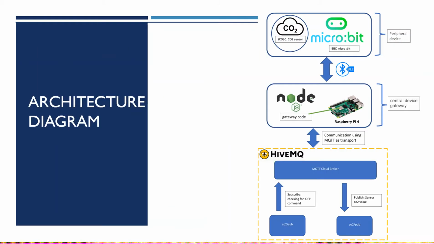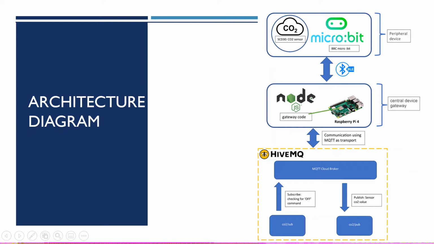This is the architecture of our project. Up here we have the BBC Microbit connected to the CO2 sensor. It's going to be communicating via Bluetooth Low Energy to the Raspberry Pi, which itself is running Node.js gateway code. And then this is going to be communicating with HiveMQ, which is running the MQTT cloud broker.